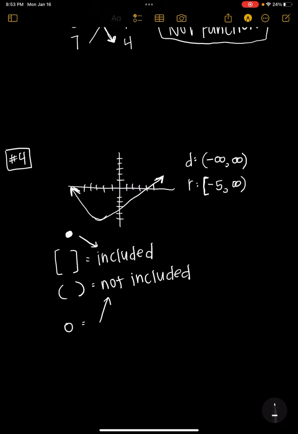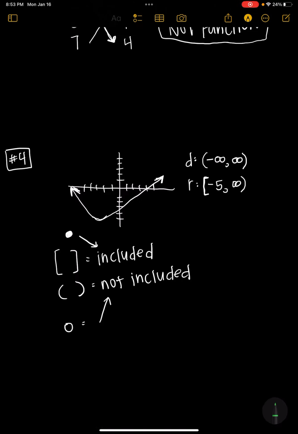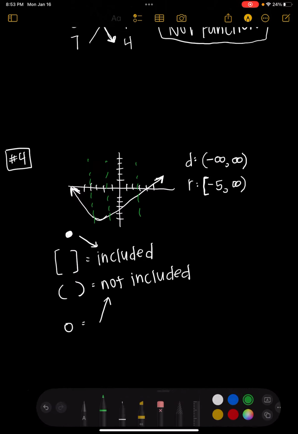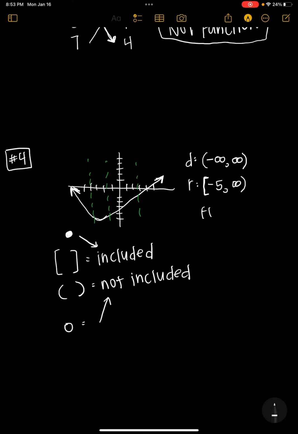Now we have to decide if it's a function or not. When you see a graph, you want to use the vertical line test. The vertical line test, once again, says that you have to draw a vertical line and it can only hit once on the graph, anywhere that you draw a vertical line. So I can draw a vertical line right here, right here, and right here, and it's only going to cross that graph once, which means that that graph has to be a function. So I'm going to say function.